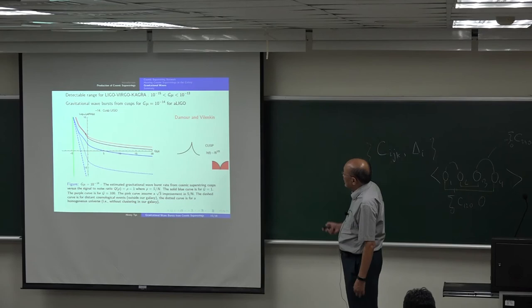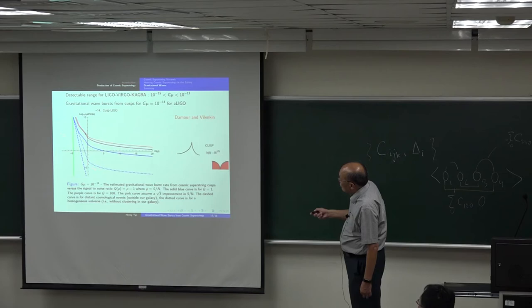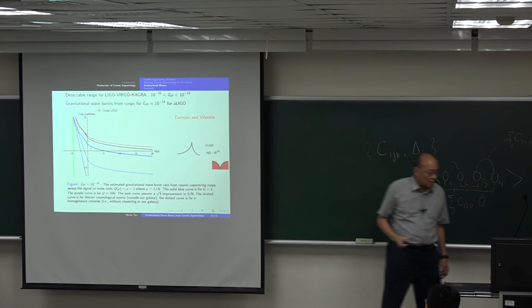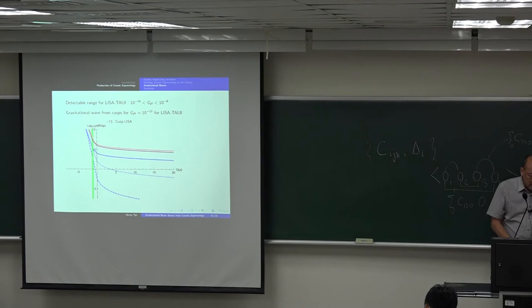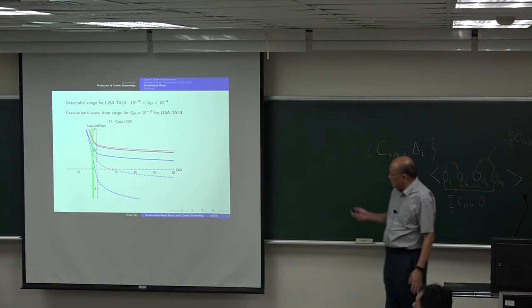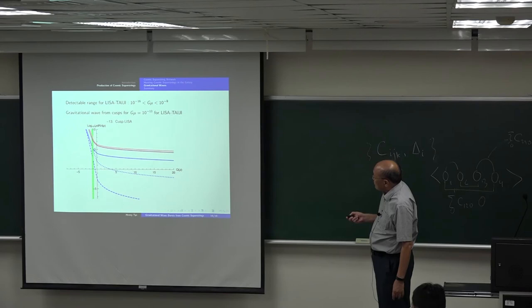If you don't include the clustering or the string effect, it will be non-observable. But once you include this effect, there's a good chance to be seen. So that's our belief, that there's a good chance that it can be seen. We integrate over a year period of time. Now, we can also go to LISA and Taiji. I don't know the numbers for Taiji, but the numbers for LISA are known. And then you can see that the chances of detecting them are much better.